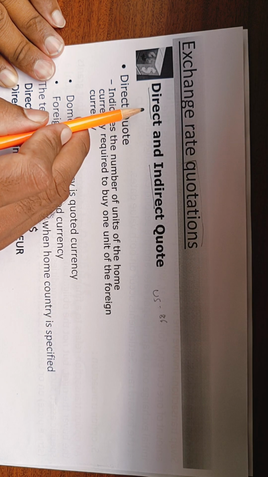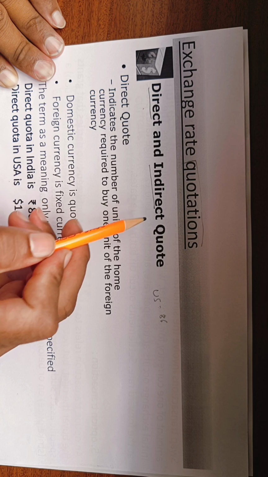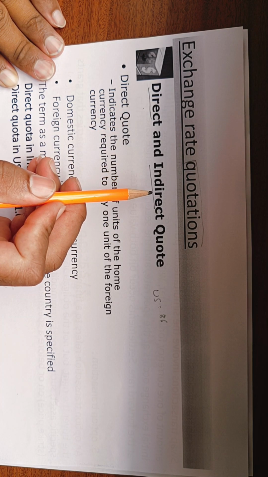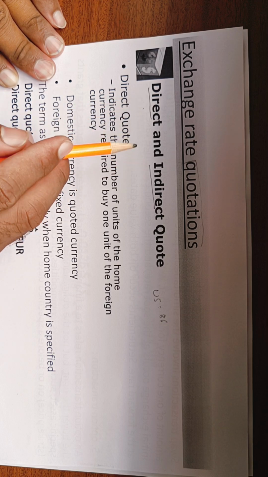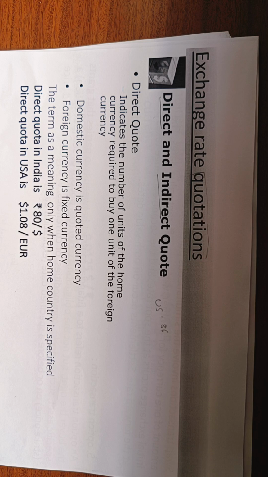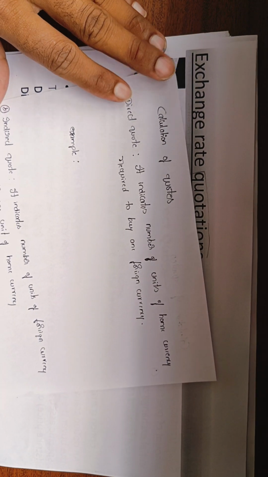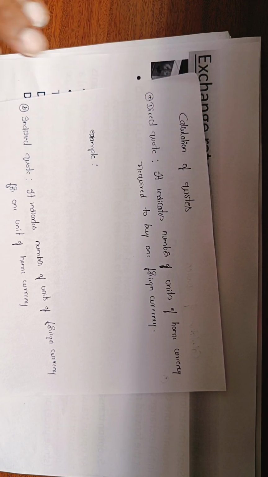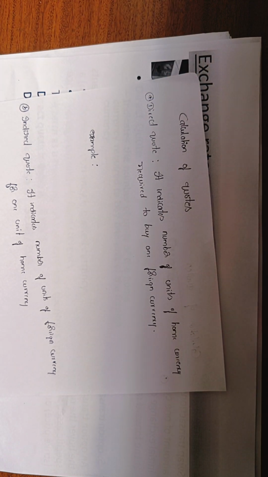So under that we have direct and indirect quote. Be very careful with these words. It is very important because the entire chapter is based on these particular words. One is direct, one more is indirect quote. So let me give a complete picture of what is a direct quote and what is an indirect quote. There are two things: one is direct quote, one more is indirect quote. The first one, direct quote.